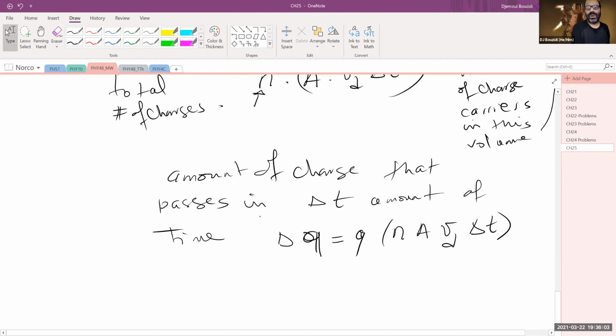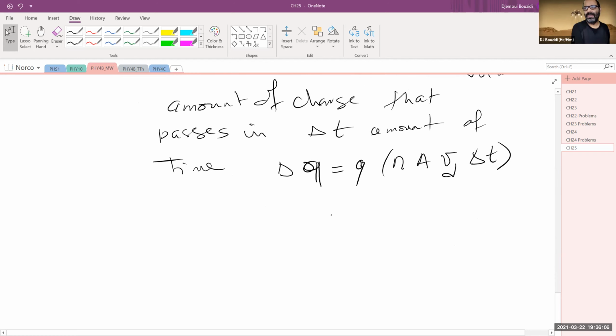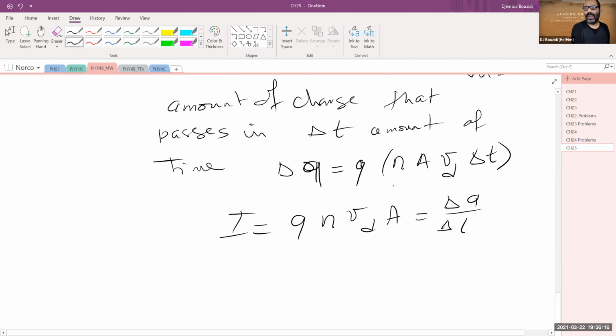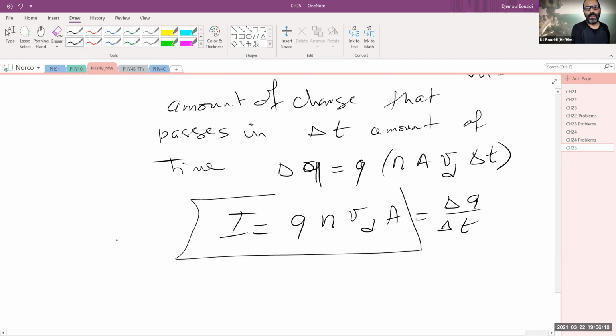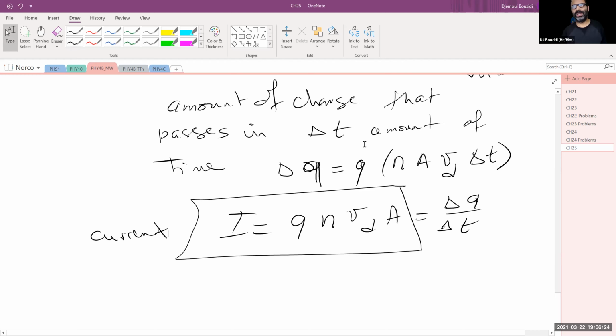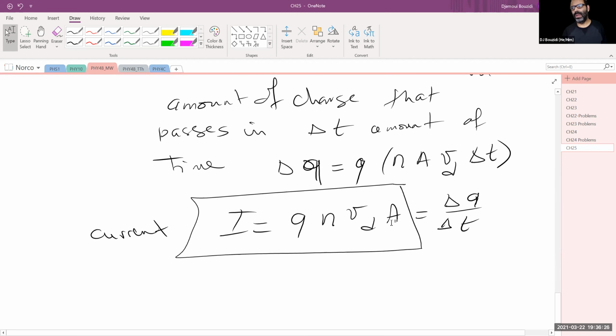And if I divide by delta T, that is what the current is. So the current in this case is going to be Q times N times VD times A, because it's delta Q over delta T. So this is basically what the current is. Okay? Just basically applying this argument.